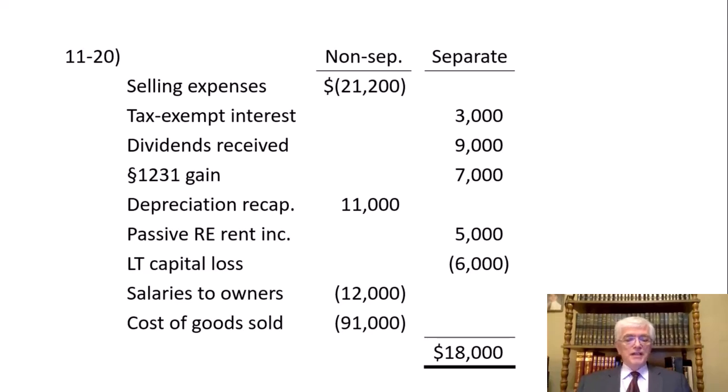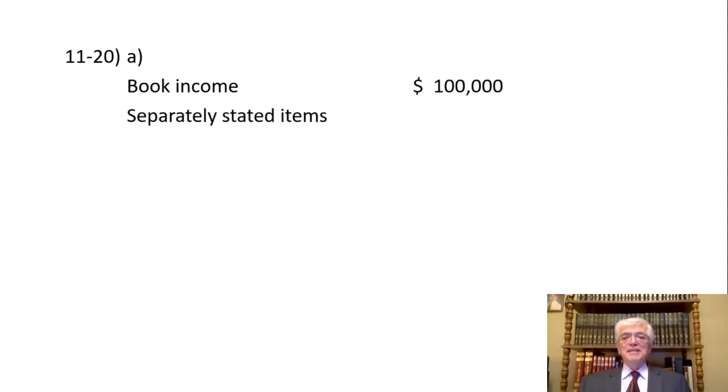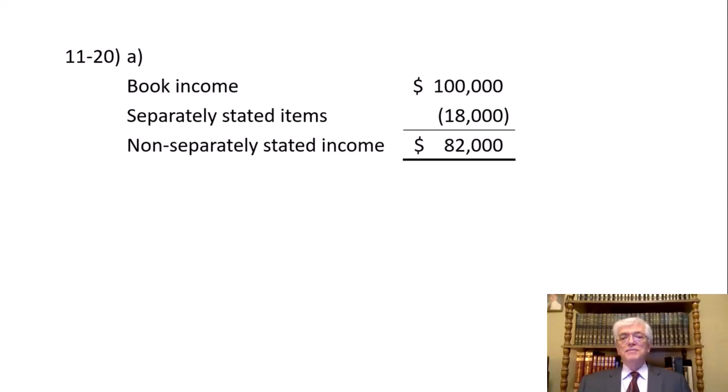Because the question in letter A is compute non-separately stated income or loss for the tax year. Well, how can we do that if they didn't give us sales? We can do it if we assume that that is an exhaustive list of the separately stated items. It's those 5 and no more. Our book income, they told us, and again, that's book income using tax rules, is $100,000. If we pull out the separately stated items of $18,000, then what we're left with must be the non-separately stated income of $82,000. That's what they're getting at there.